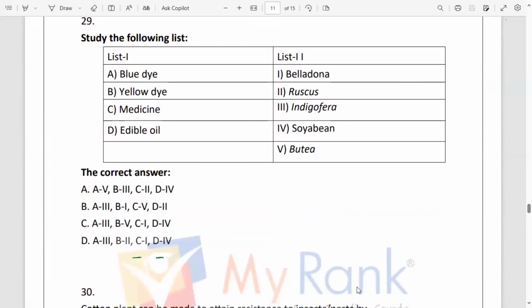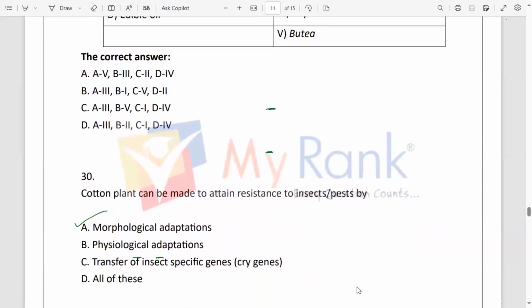Now coming to the 29th question, which is the match the following one. Blue dye comes from Indigofera, yellow dye comes from Butea. So A with 3, B with 5. Medicine is supposed to be belladonna. Edible oil you will get from soya bean. So the answer would be the third option, C.